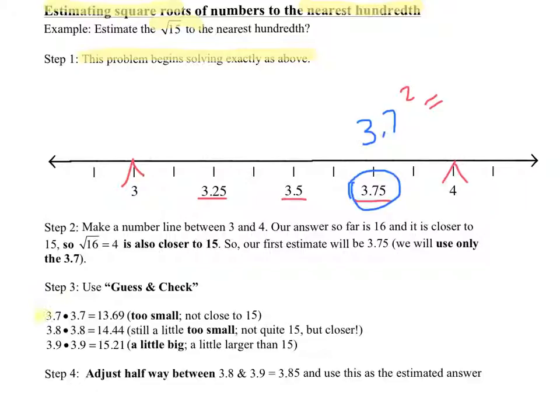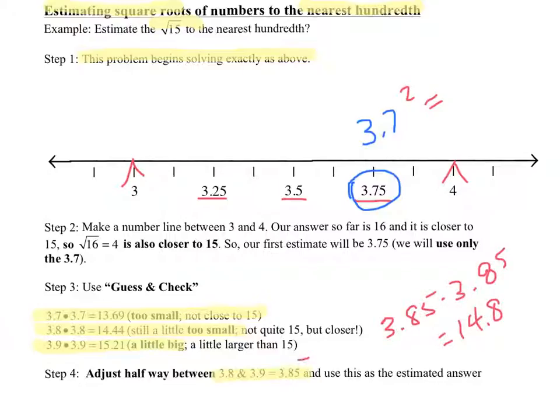Here I have done just that. 3.7 times 3.7 gives us an answer of 13.69, which is too small. It doesn't get to 15 quite. So I make my next guess and check at 3.8 times 3.8, which is 14.44, which is still a little too small. So I try again at 3.9 times 3.9, and it's just a little bit too big. So I'm going to make my final guess between 3.8 and 3.9 and make it 3.85. And we will use this as our answer because 3.85 times 3.85 gets very close to 15 at 14.8.